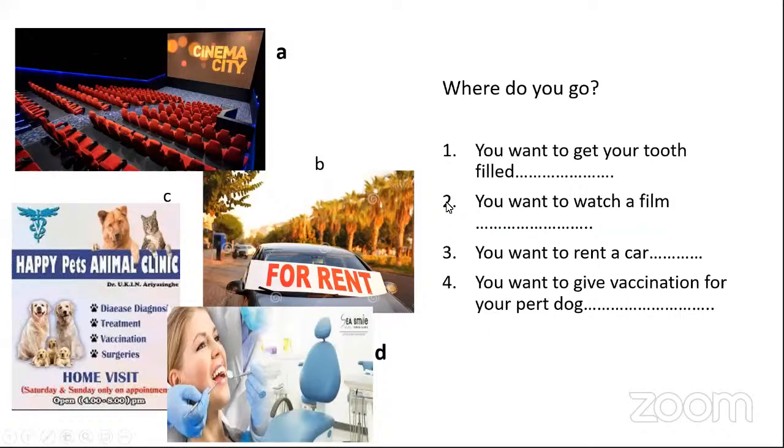Okay, let's see the pictures first. Carefully see the pictures. I have given letters for them. A, you can see what is there. What is the picture? Cinema City. Yes, you can see. You all know this place. B. There is a road and also there is a car. And on the car, there is something written. Can you see? For rent. I think you know the answer. What is the meaning of this word?